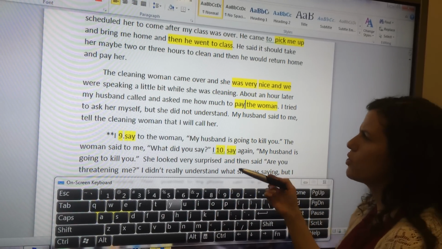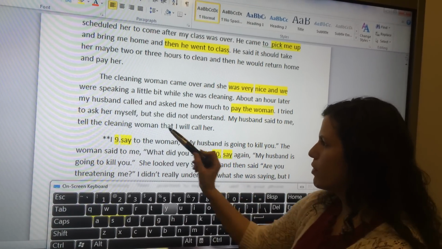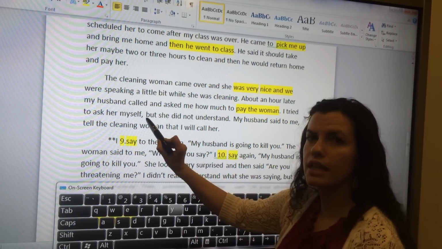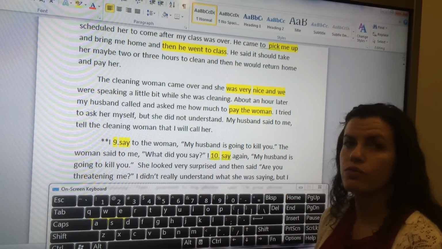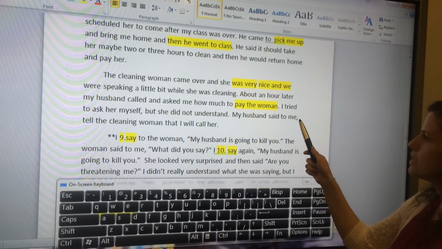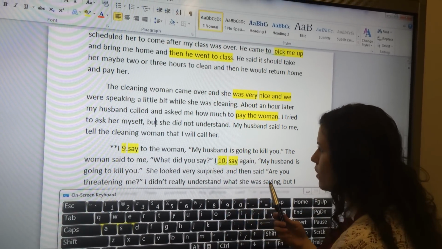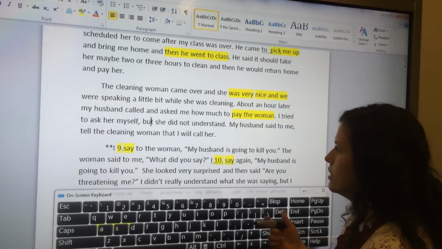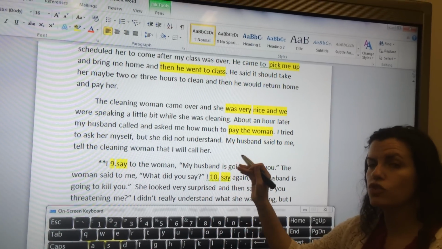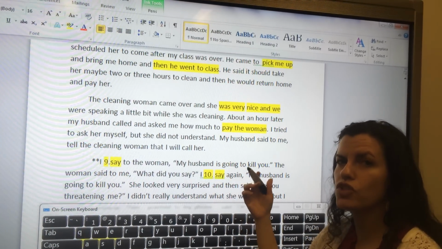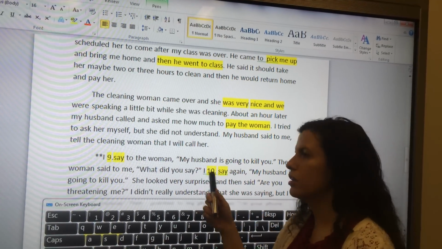I tried to ask her myself, but she did not understand. So remember, this is another important thing I want to point out, when we have the word but, the comma always goes first in front of it, okay? My husband said to me, tell the cleaning woman that I will call her. Okay, so now we know that this is where the misunderstanding comes in. She's trying to speak to the cleaning woman, but she does not understand her. Okay, so her husband is going to call her.